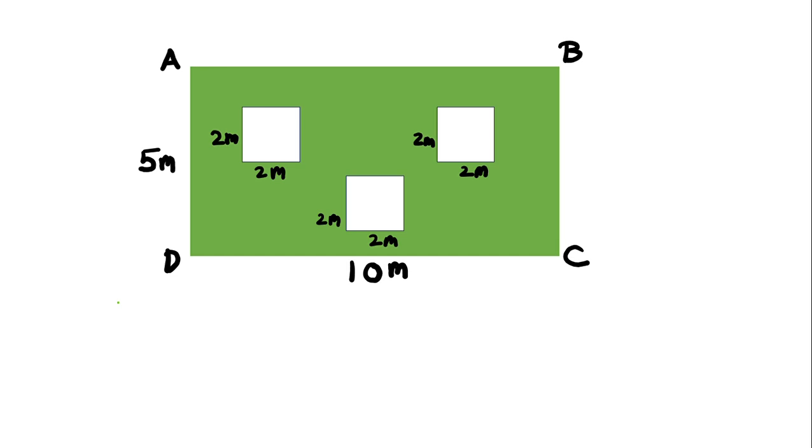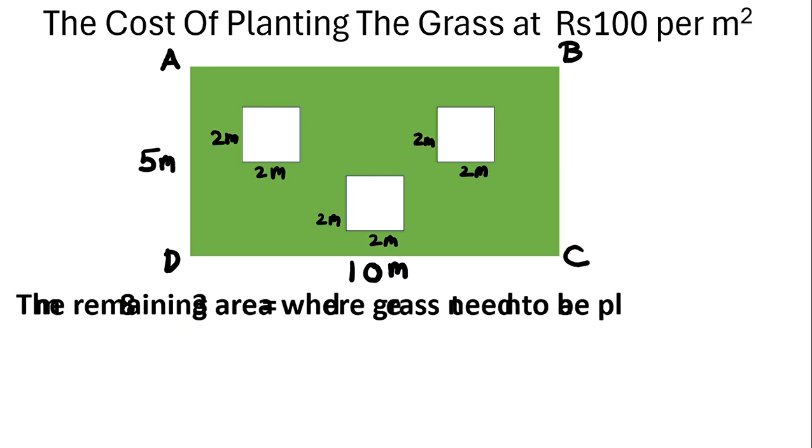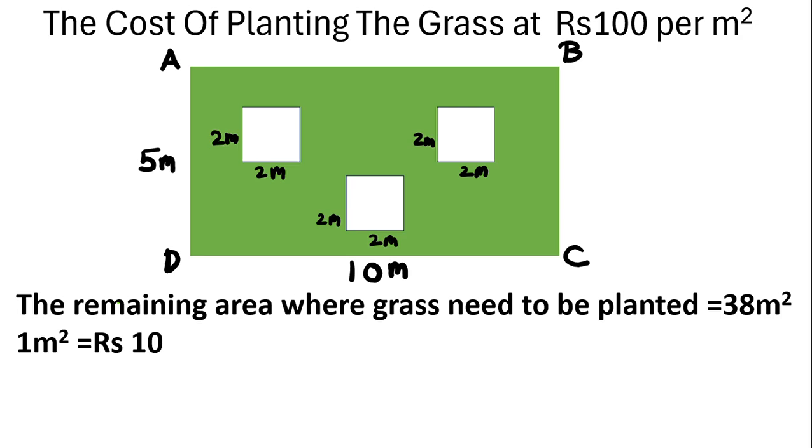Fine. So to plant the grass, we need to hire people, right? And they will tell us the cost per meter square. So the cost of planting the grass is rupees 100 per meter square. What does that mean? The remaining area where grass needs to be planted is 38 meter square, as we have calculated prior. So for 1 meter square, if we grow the grass, the cost will be rupees 100. But the area of my garden is 38 meters square. So how much do I need to pay?